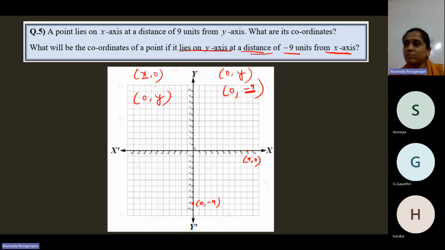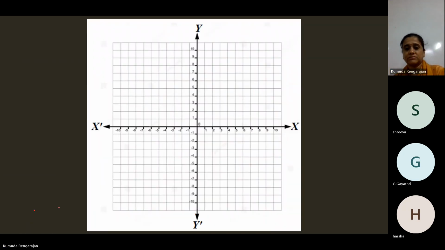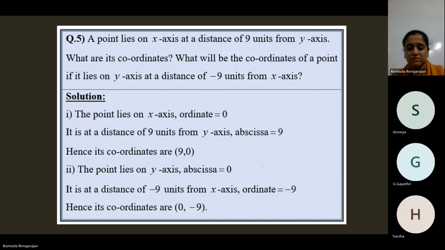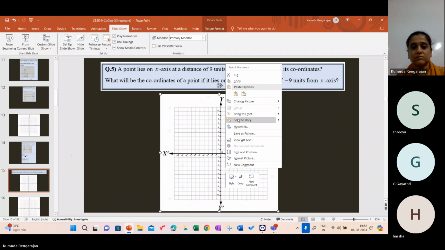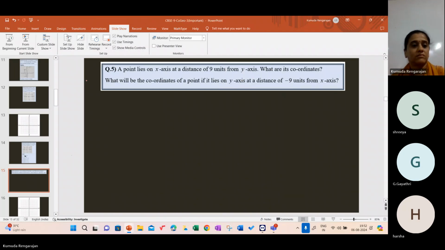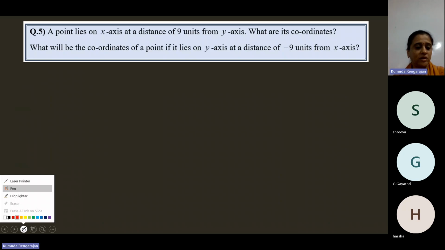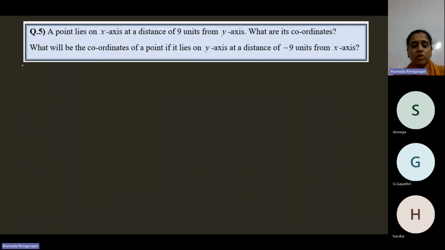So how do you fill this number? It's the distance of the point from the y-axis. And what about this? The distance of the point from the x-axis. And that's given directly in the question. Yes or no? Write down, take down the question, and I'll write the solution. Please take it from the board or the screen.